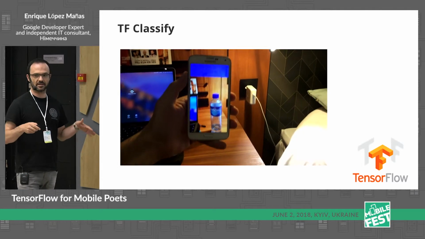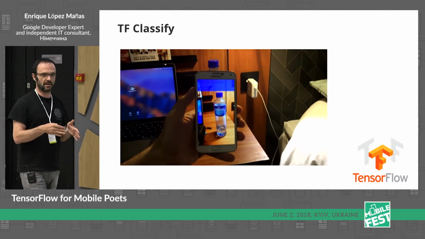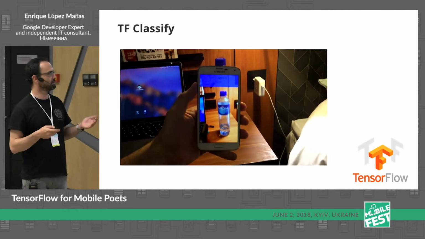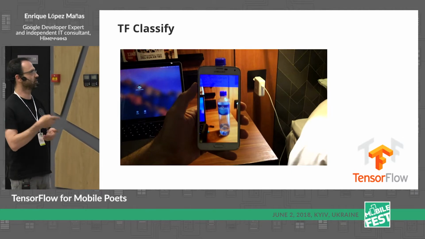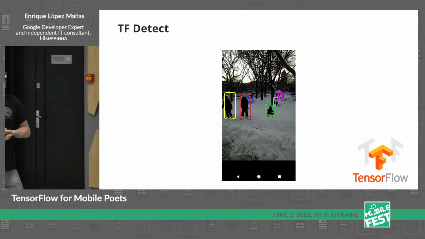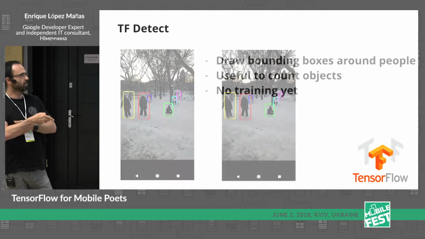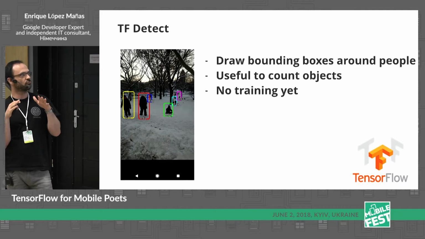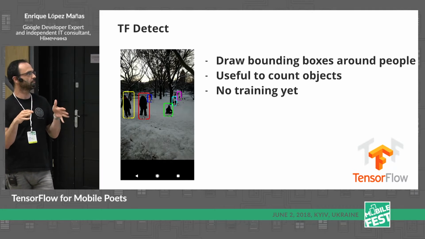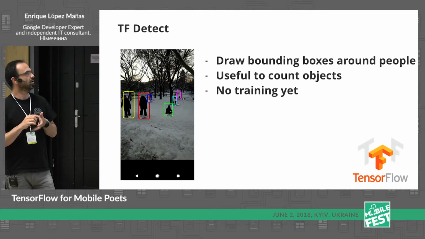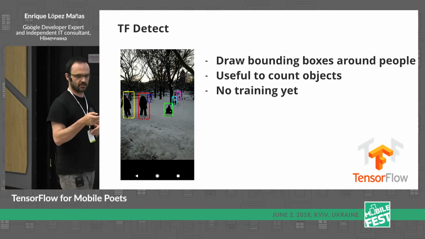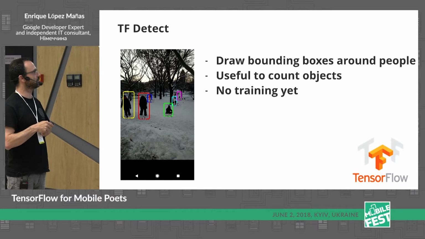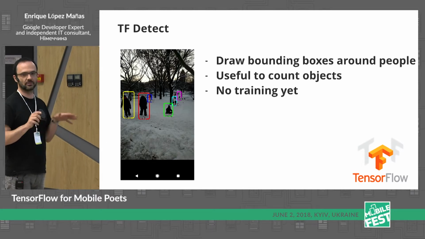And the models actually are so cool because you can pack them together, deliver them, and they're efficient enough to switch in real time between all the objects that have been trained for. The demo for detecting is used to draw boxes around people, only people in this case, and is useful to count objects. So if you have many objects in the picture, you can just put a model and it will start telling you how many of those objects are present per frame.